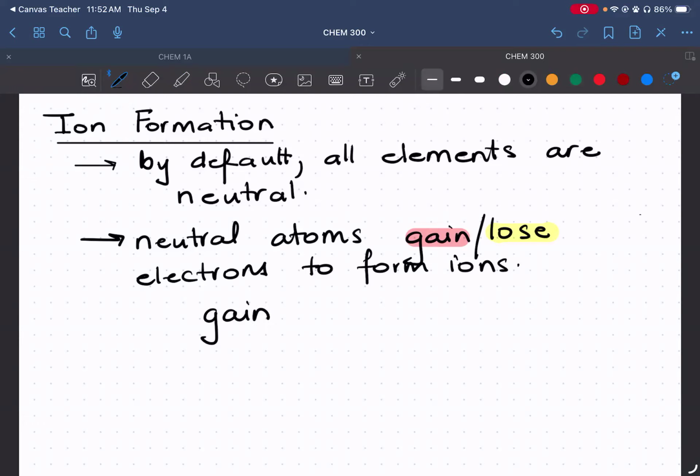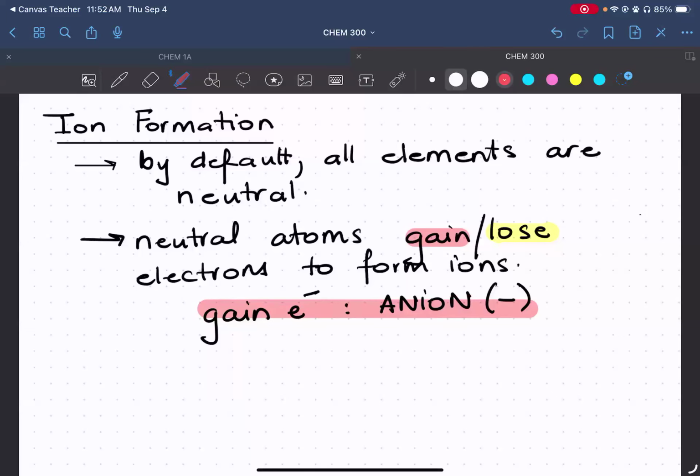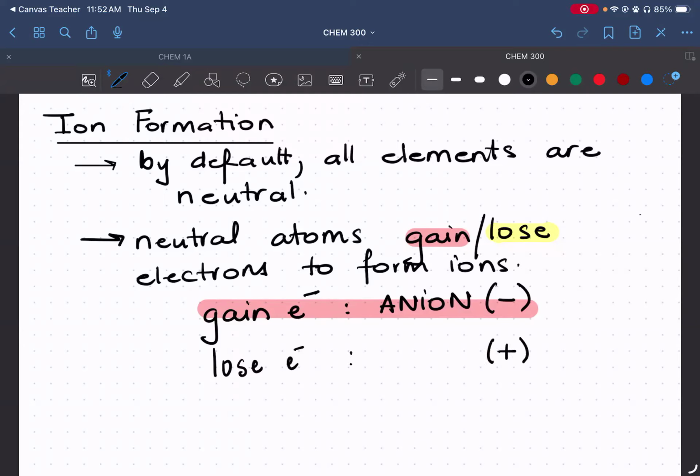When a neutral atom gains electrons, this results in what's known as an anion, an overall negative molecule or atom. If we started off neutral and gained a negative particle, we overall end up negative. This is what's referred to as an anion. I remember it as a negative ion. If we lose electrons, to no one's surprise, we end up positive. This is what's referred to as a cation.